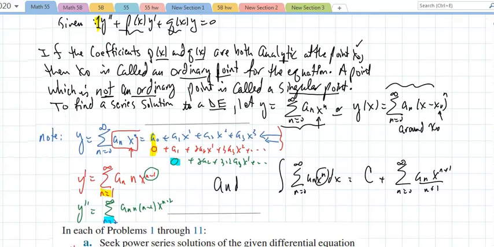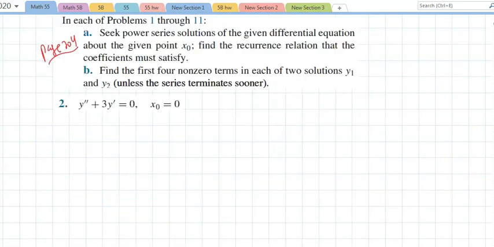Now I want to look at a few problems. Problems 1 through 11 on page 204 say, part A, seek power series solutions to the given differential equation about the given point x sub 0. In this case, you're centered at the origin, which means y equals the series n equals 0 to infinity a sub n x to the n is the solution. Find the recurrence relation that the coefficients must satisfy. B, find the first 4 non-zero terms of each of y1 and y2, unless it terminates sooner.